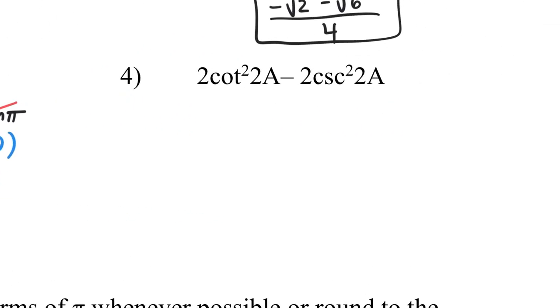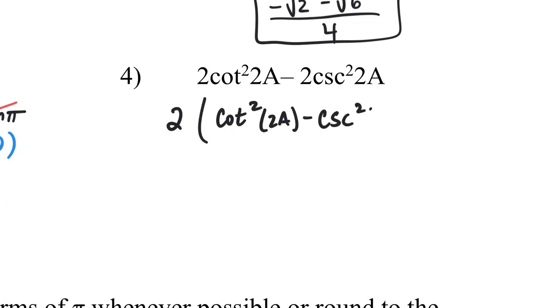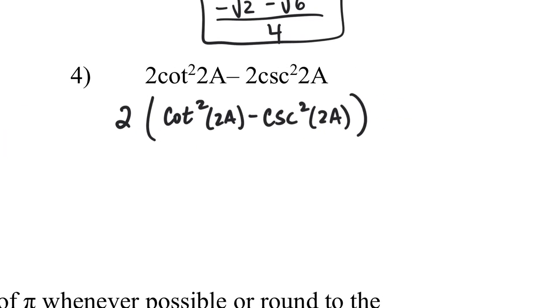On to number 4. 4 is a bit of a confusing looking problem. So what I'm going to do is try to reorganize this. I'm going to rewrite this as 2 times the cotangent squared 2a minus cosecant squared 2a. And what I'm thinking here is that I have something related to a Pythagorean. So I know that cosecant and cotangent share a Pythagorean. I know that 1 plus cotangent squared x equals cosecant squared x.